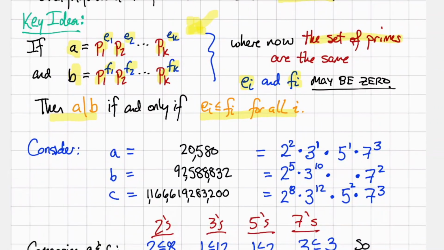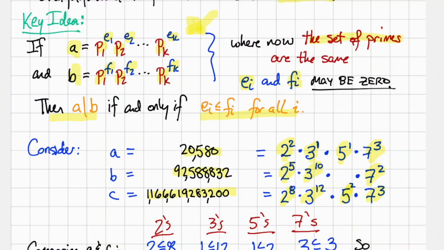Here's three numbers, A, B, and C. C is kind of big, so I'm not going to say it out. But A is 20,580, and B is equal to 92,588,832. If we write these numbers down in their prime factorization, we see that A is equal to 2 squared times 3 to the first times 5 to the first times 7 cubed. B is equal to 2 to the fifth times 3 to the 10th times 7 squared. And this huge number C is equal to 2 to the 8th times 3 squared times 5 squared times 7 cubed.